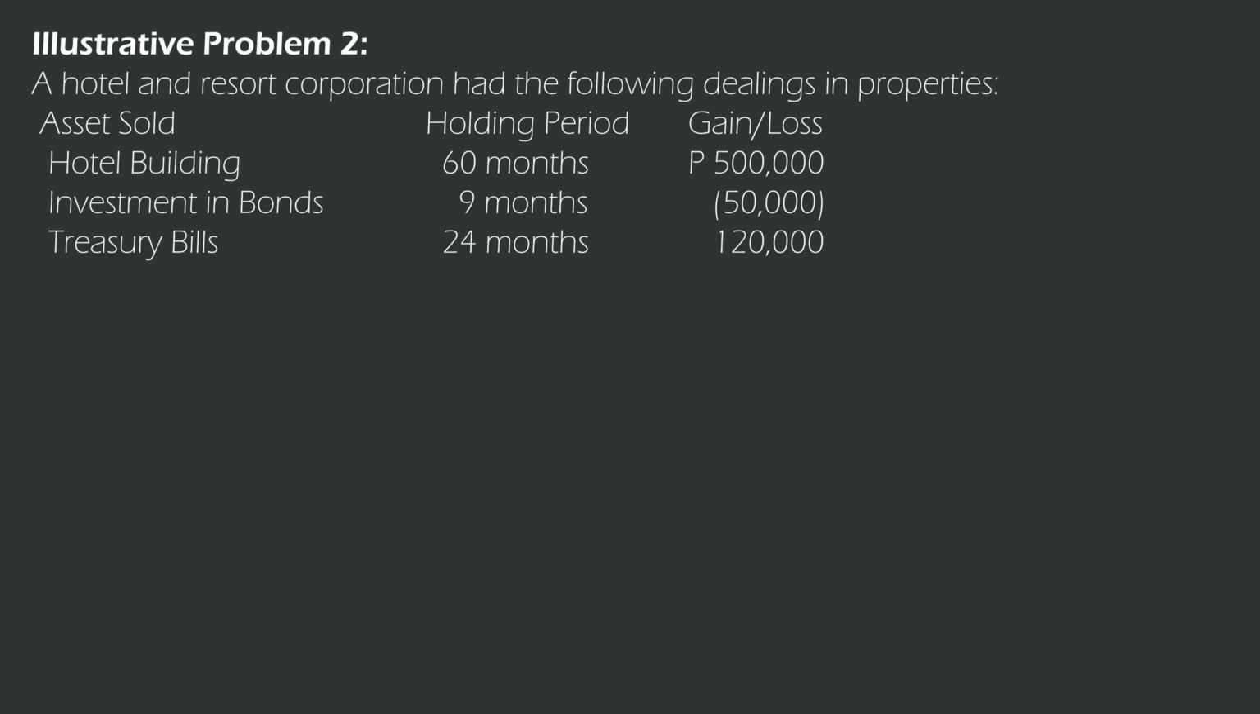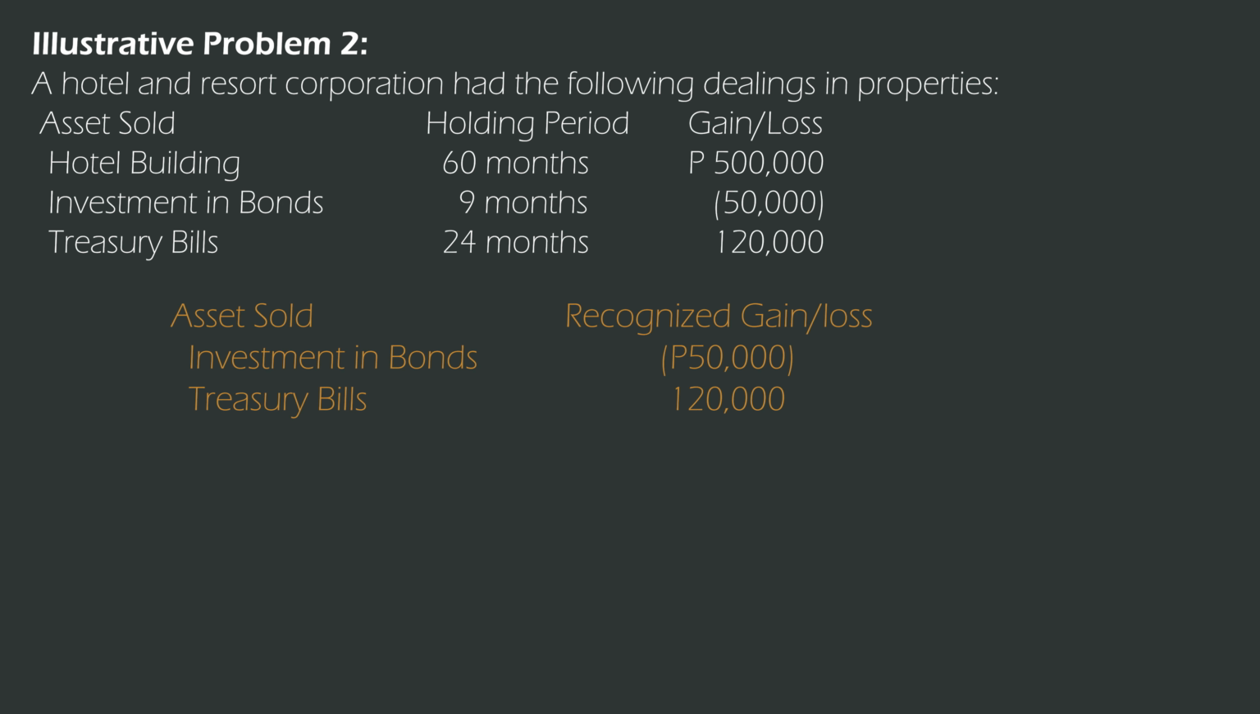A hotel and resort corporation had the following dealings in its properties. So to determine the net capital gain, we need to look into the type of assets sold again. Based on the nature of the corporation, the hotel building is an ordinary asset. So only the gain or loss from the investment in bonds and treasury bills will be used in computing the net capital gain, which is $70,000. Observe that we did not determine any holding period anymore because the taxpayer is a corporation.